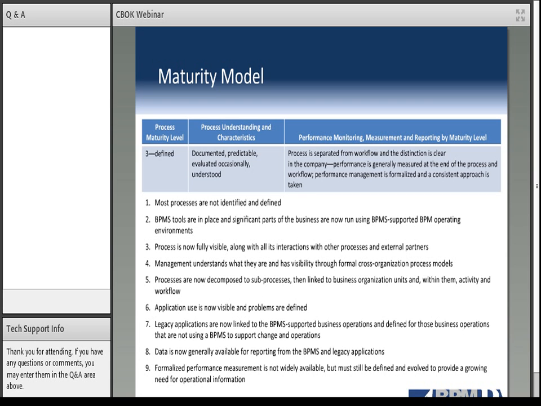So because now you have a BPMS tool, the processes are more holistically viewed, and you're starting to get the right level of metrics and reporting that you're looking for. Okay, looks like no questions.